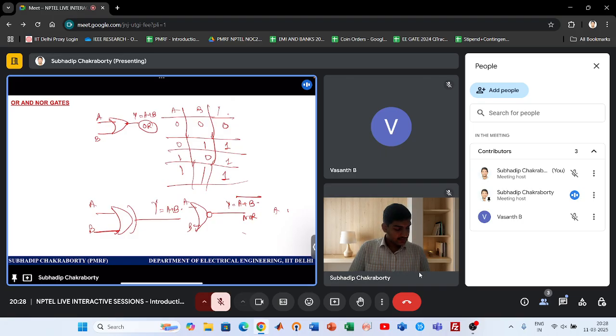So for the NOR gate, what will happen? Neither A nor B is high, then only the output is high. So like this. Other places it is 0. Just the NOR operation, right? So that is how the NOR gate is actually performing.